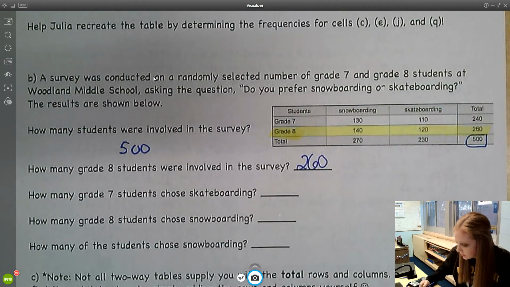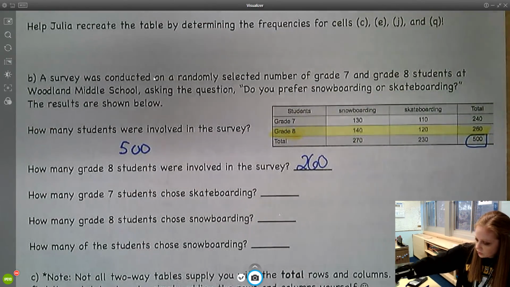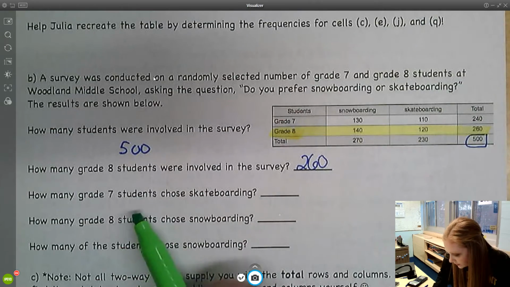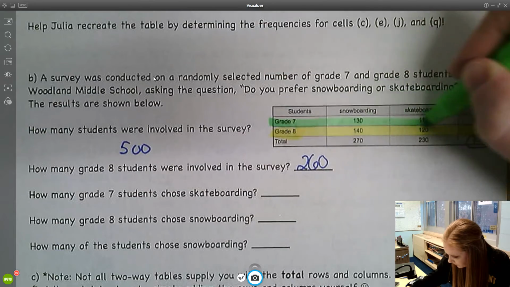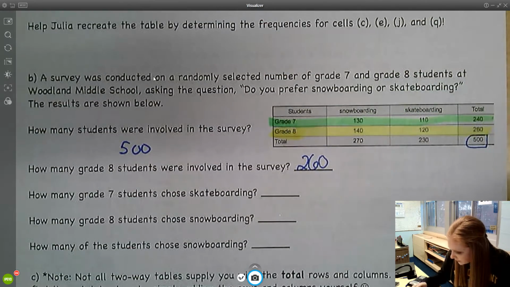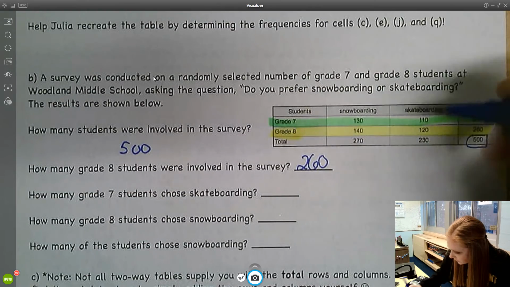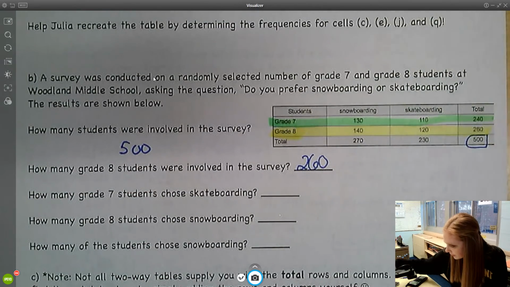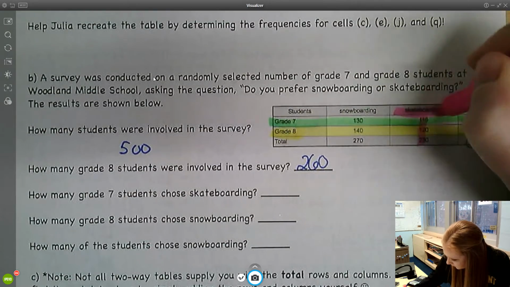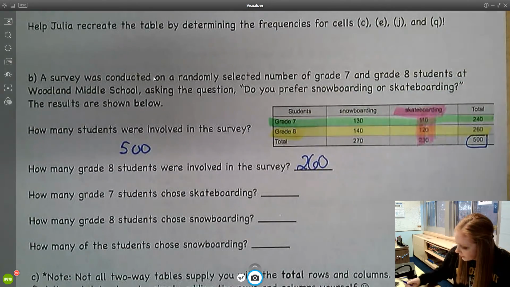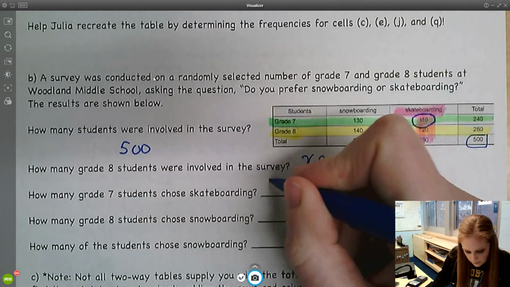How many students, oh my gosh, I have so many highlighters out. So how many grade 7 students chose skateboarding? So let's go to grade 7. And let's see which grade 7 is skateboarding. Grade 7 has to line up with skateboarding. So I highlighted in green my grade 7. And now I'm going to highlight in pink my skateboarding. And see where green meets pink, which is right here. 110 did skateboarding and grade 7.